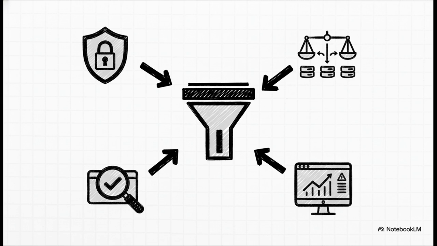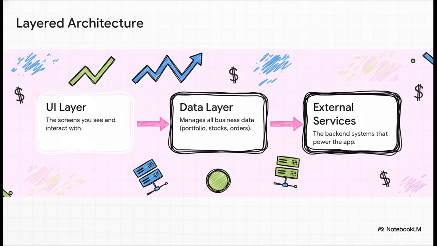And it's monitoring everything for errors. Basically, nothing gets to the core system without passing this bouncer first. Now, behind that gateway, the app's code isn't just a big, messy pile. No, it's neatly organized into layers. You've got the UI layer, that's everything you see and touch. Then there's the data layer, which manages all the business logic. And finally, the external services that power the back end.